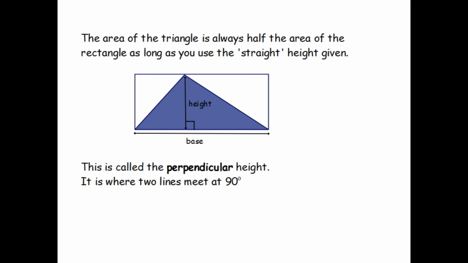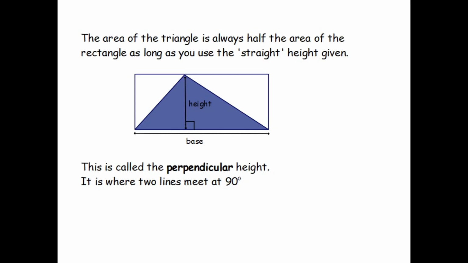The area of the triangle is always half the area of the rectangle, as long as you use the straight height given. So the straight height, it could be cut in the triangle down the middle, it could be along the side, not even in the shape. We don't want to use these slanty heights here. Okay, so not this one or this one. So this height here down the centre is called the perpendicular height.